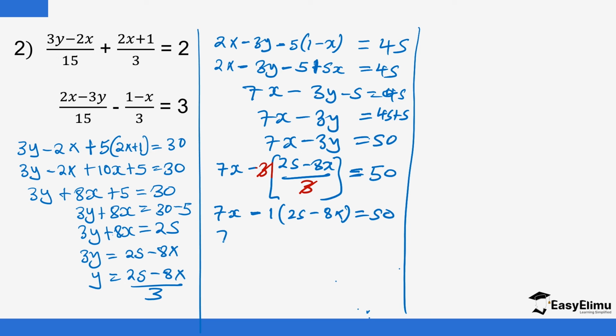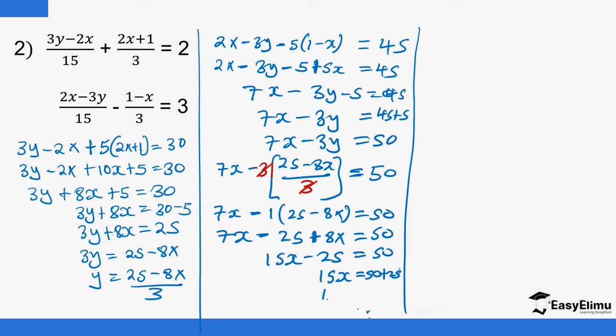So you open up the bracket. So 7x minus 25, but because of the minus sign before the bracket, the sign inside the bracket changes to plus. Plus 8x is equal to 50. So sum up the two, 8x and 7x, that will be 15x minus 25 is equal to 50, so 25 can move to the other side of the equal sign. So 15x is equal to 50 plus 25. When 25 goes to the other side, it becomes plus. So 15x is equal to 75, and therefore x is equal to 5, if you divide both sides by 15.